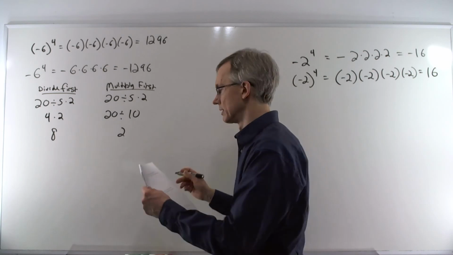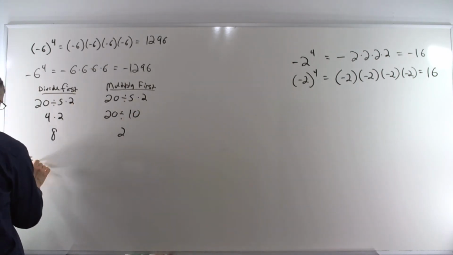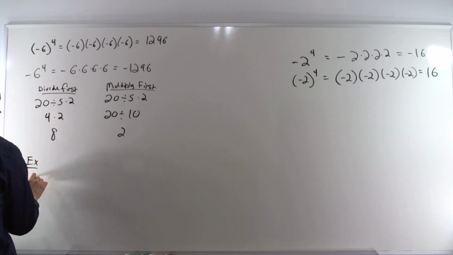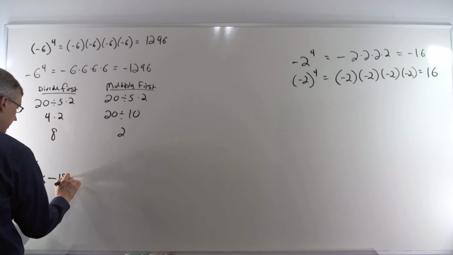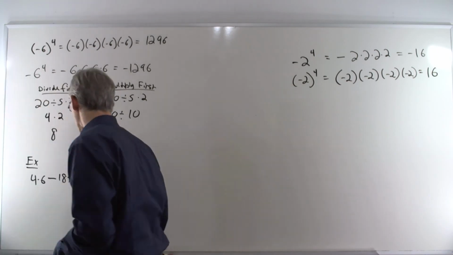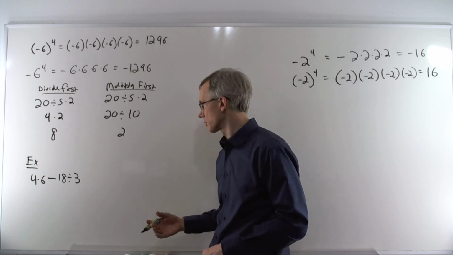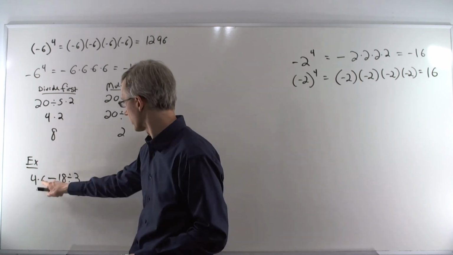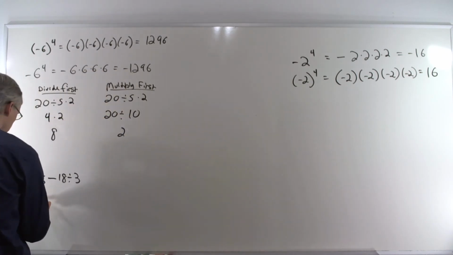So let's practice. Start off with an example. 4 times 6 minus 18 divided by 3. So we don't have any exponents, don't have any grouping symbols, so we're going to start with multiplication, division. We'll work left to right. Here we'll start with 4 times 6, get 24.